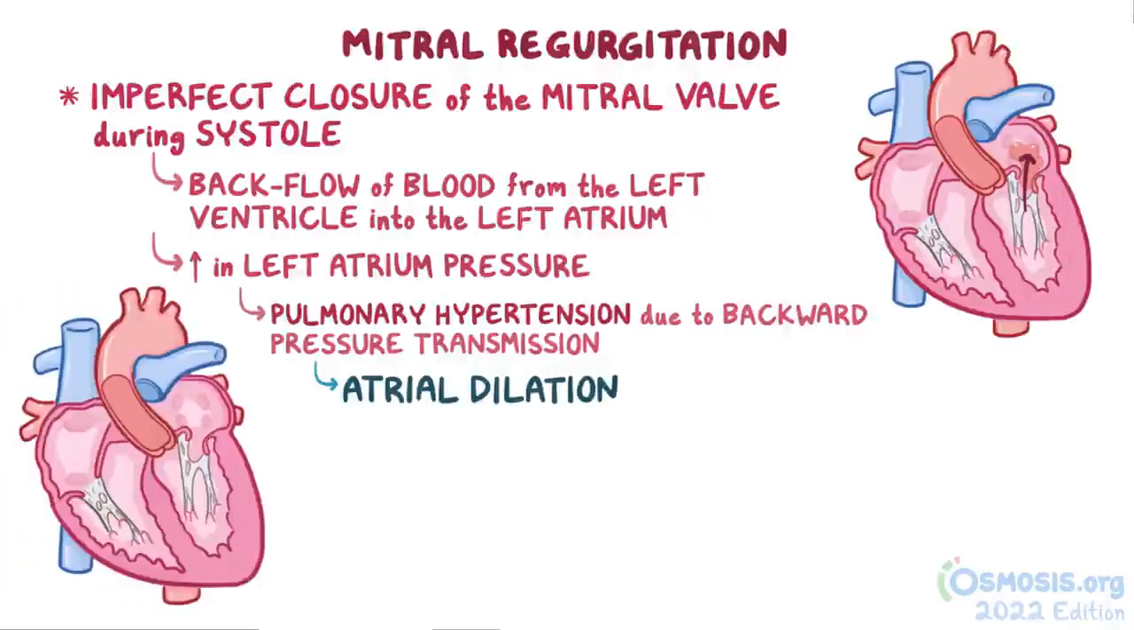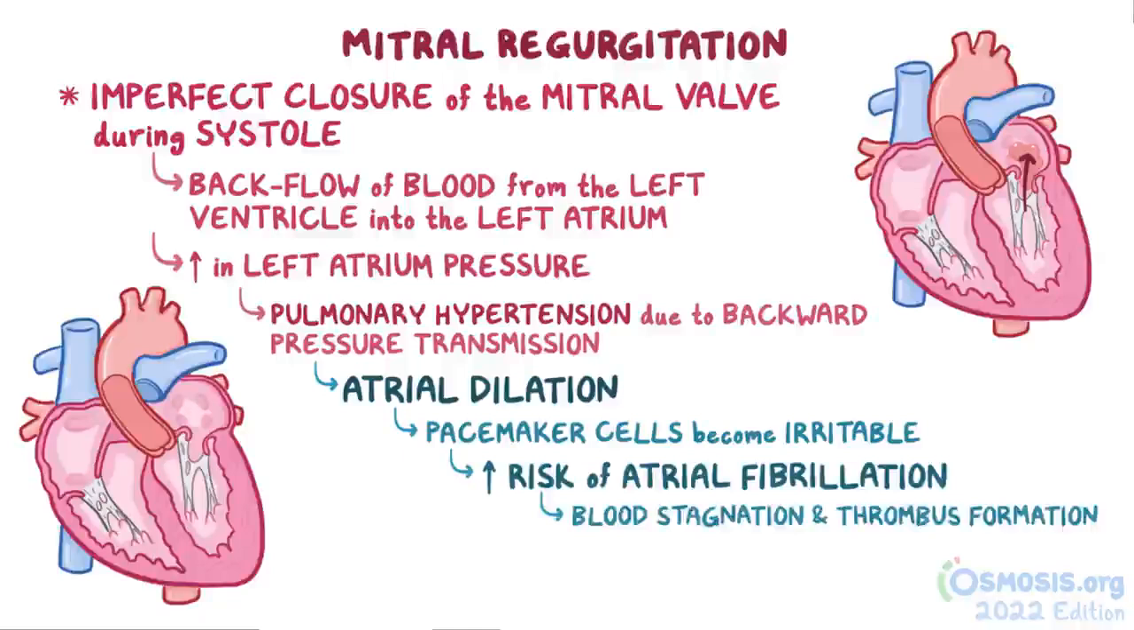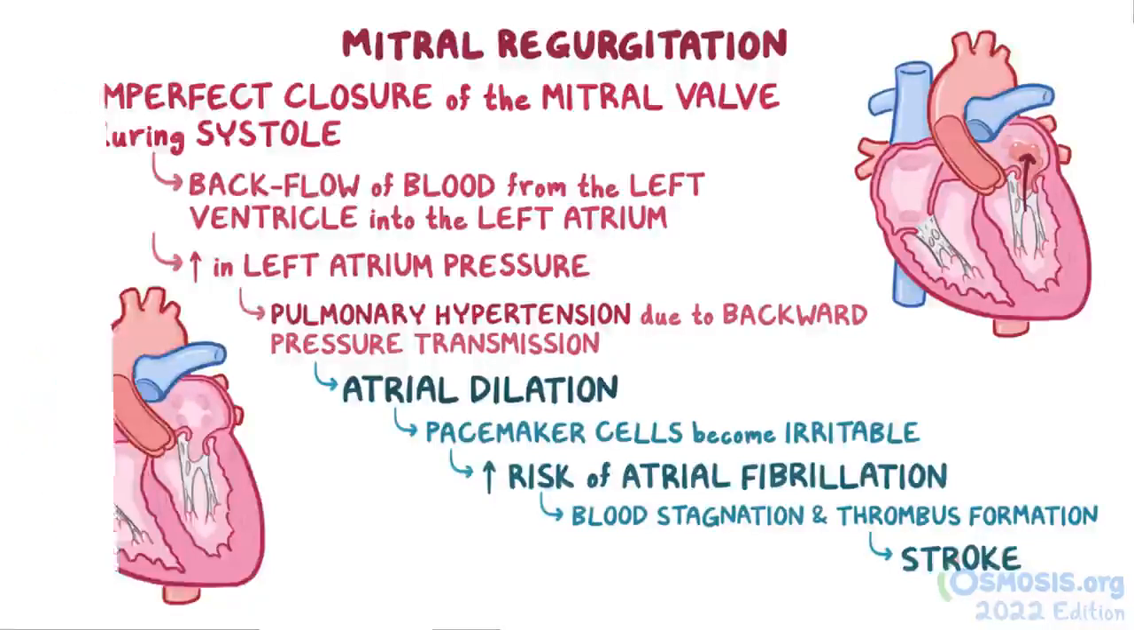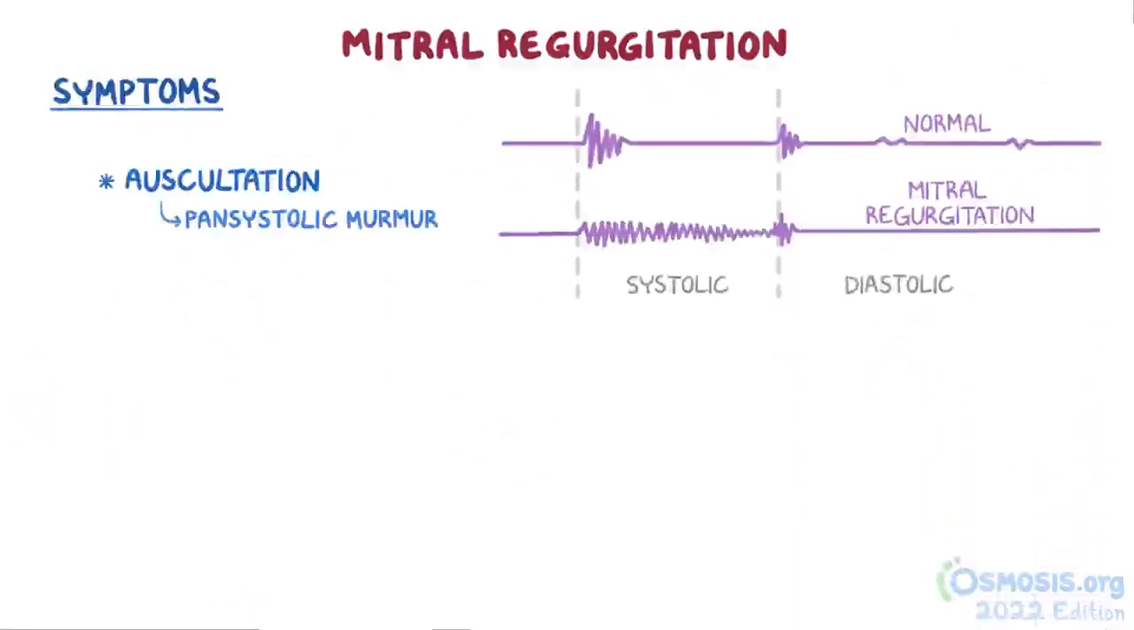When that happens, the muscle walls stretch and the pacemaker cells that run through the walls become more irritable, increasing the risk of atrial fibrillation. And atrial fibrillation can lead to blood stagnation and thrombus formation, which can then flow into the systemic circulation, potentially leading to a stroke. Upon auscultation, a pansystolic murmur can be heard.